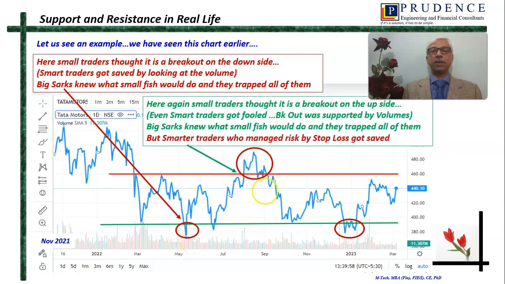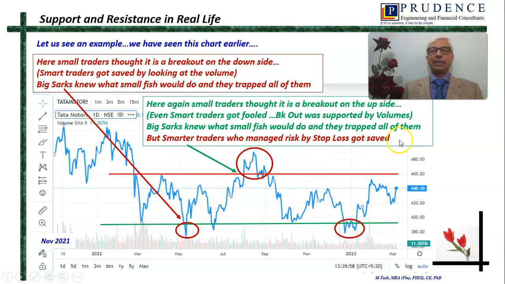Got the point? Same here, this point. People like you and me will think that the moment it goes out of this resistance line, it has broken out on the upside and we will start purchasing. Some smarter people will look at the volume also. Here see, the volume is also supporting the breakout. So chances are more people will get trapped. But some smart people would have protected themselves and got away with small losses had they kept some stop loss or a counter trade, which we have often discussed.